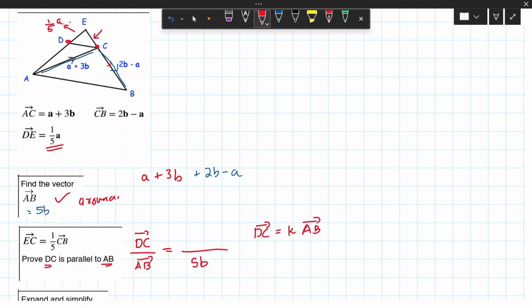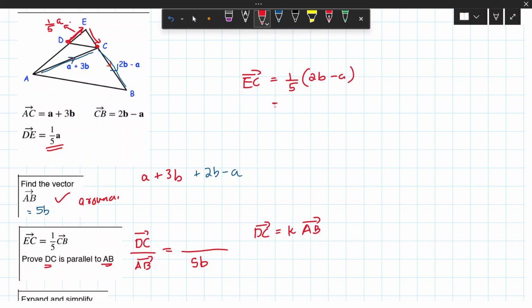So this is 1/5 A. So I know I have to go D to E, and that is given to me. So I've got 1/5 A going up. Now I need E to C. So E to C to help me go down. So if I have that E to C bit, that's it. I am sorted. So E to C, we know, is 1/5 of C to B. So first I need, what is C to B? C to B is 2B minus A. So they've given us CB. That is 2B minus A.